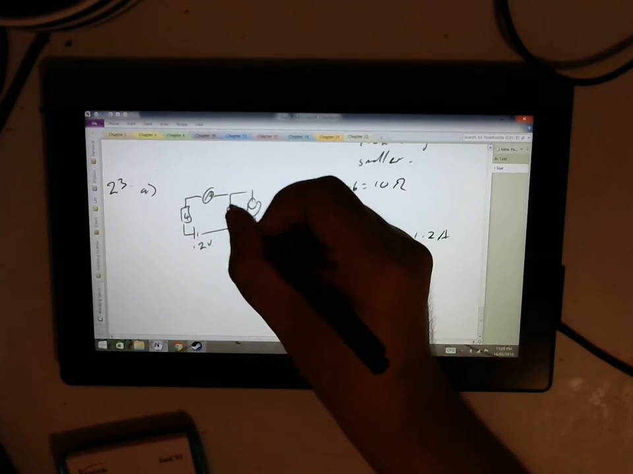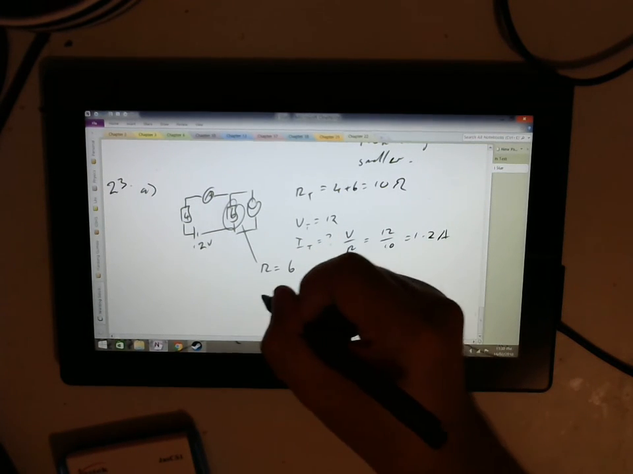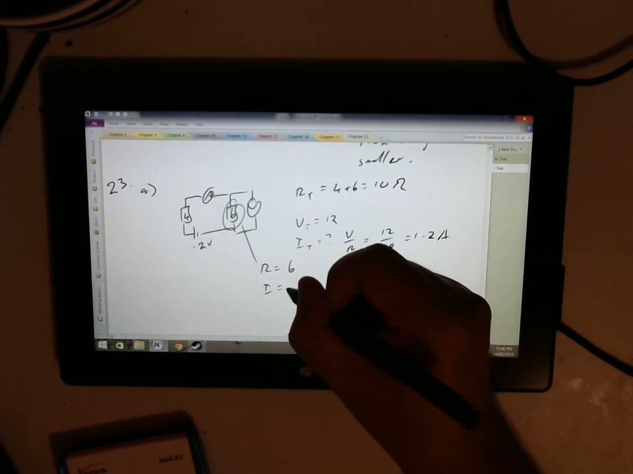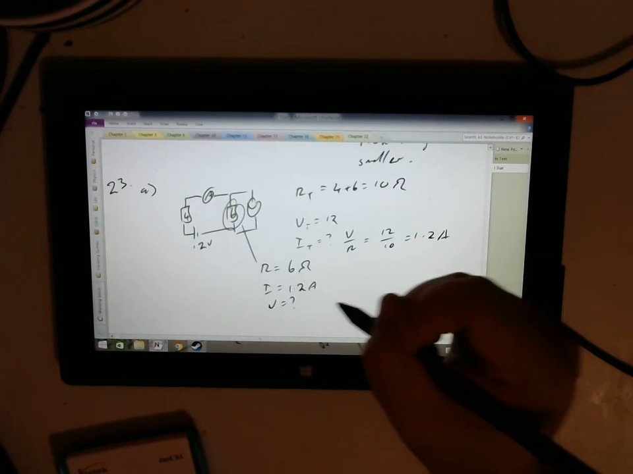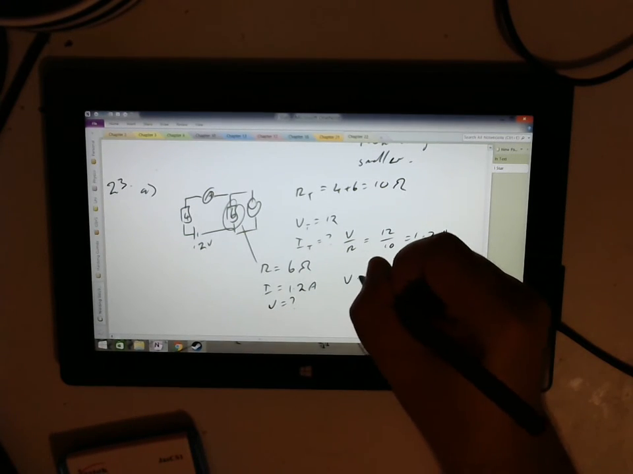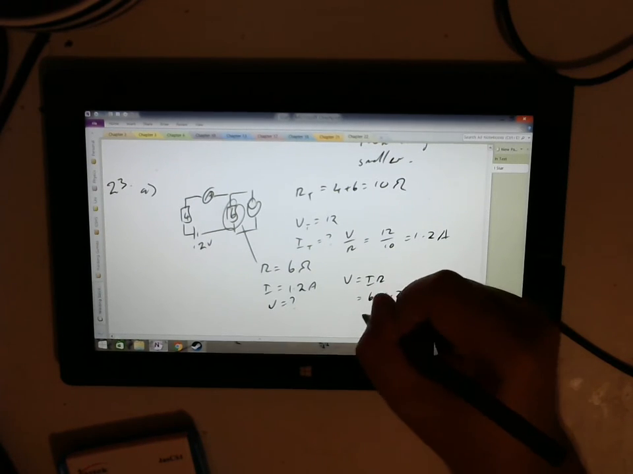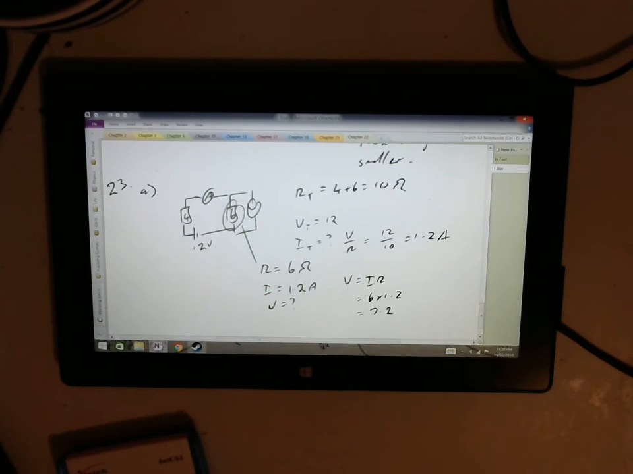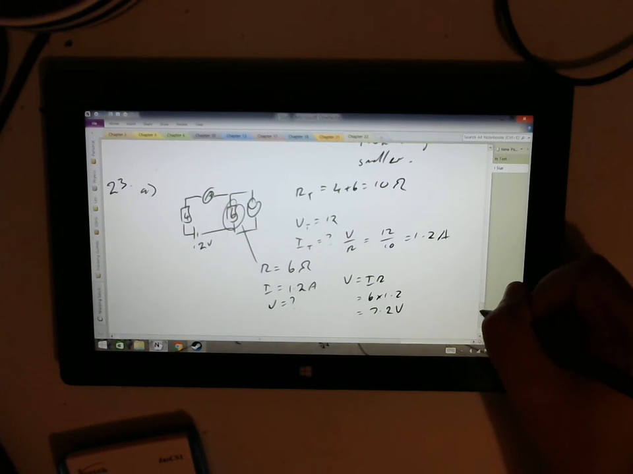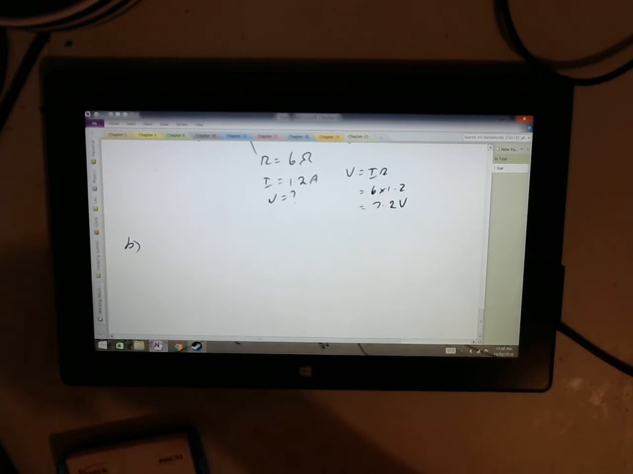So if I just look at this resistor, we have that R equals 6, current equals 1.2, because we just worked out it's the same everywhere. We want to know what is the voltage. And remember the formula for voltage. Voltage equals IR equals 6 times 1.2 equals 7.2 volts. Okay, there's our first one. That one's reasonably straightforward. Let's have a look at the next.